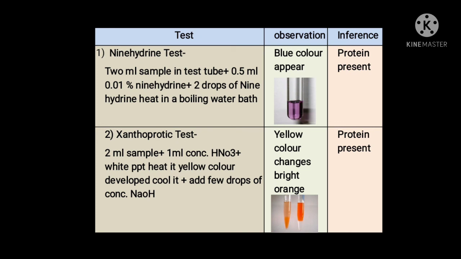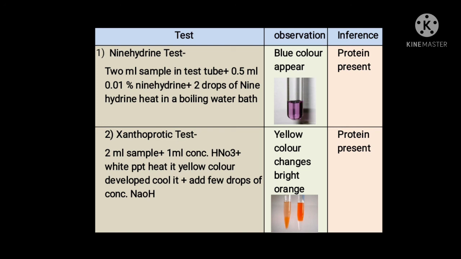First, that is the ninhydrin test. Take 2 ml of sample in a test tube, add 0.5 ml of 0.01% ninhydrin and 2 drops of ninhydrin. Heat it in a boiling water bath. What you observe after completion of a certain period is that in the test tube there is a development of blue color. That means the blue color appears and it indicates that there is a presence of proteins.